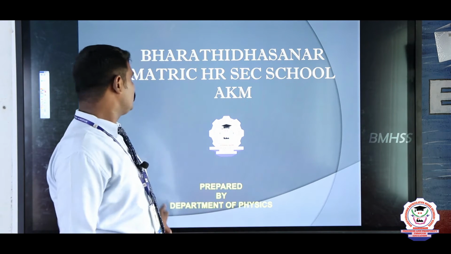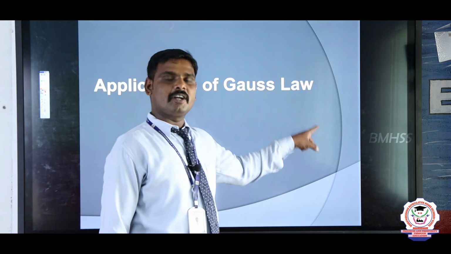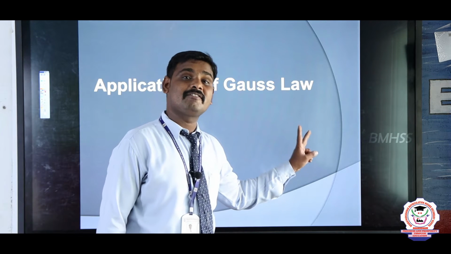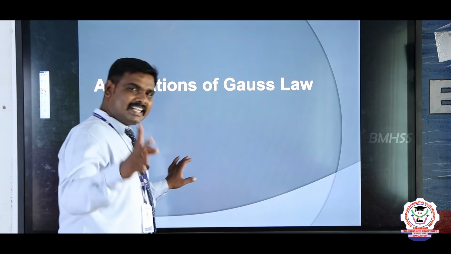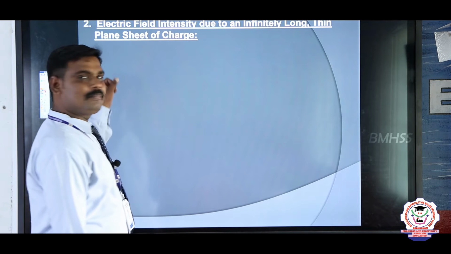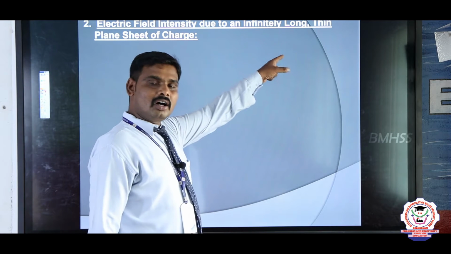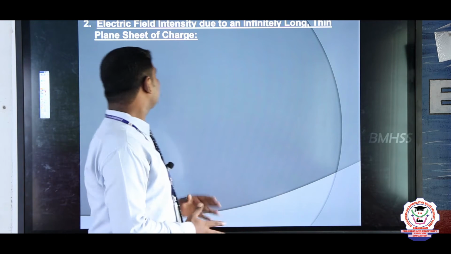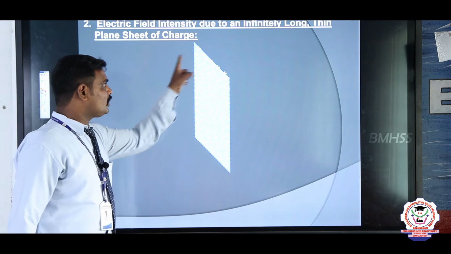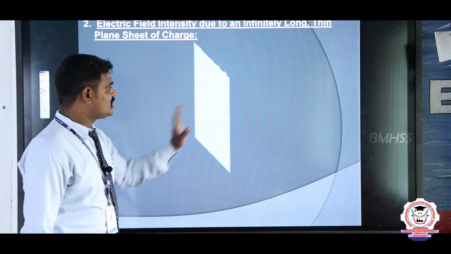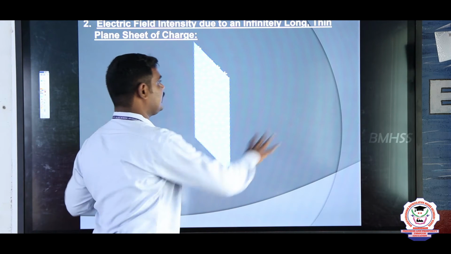Today I am going to introduce a new topic, applications of Gauss law from electrostatics, 12th standard physics. So today we will see the second application of Gauss law: the electric field intensity due to an infinitely long thin sheet, a charged plane sheet. Let us consider this is one charged plane sheet. Due to this, the electric field acts in the outward direction.